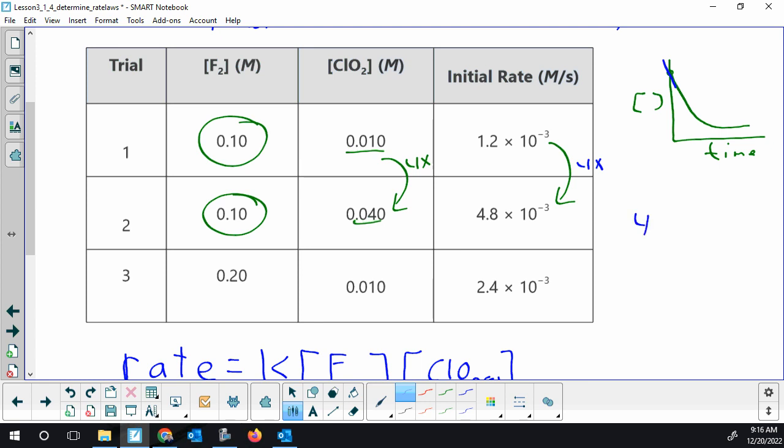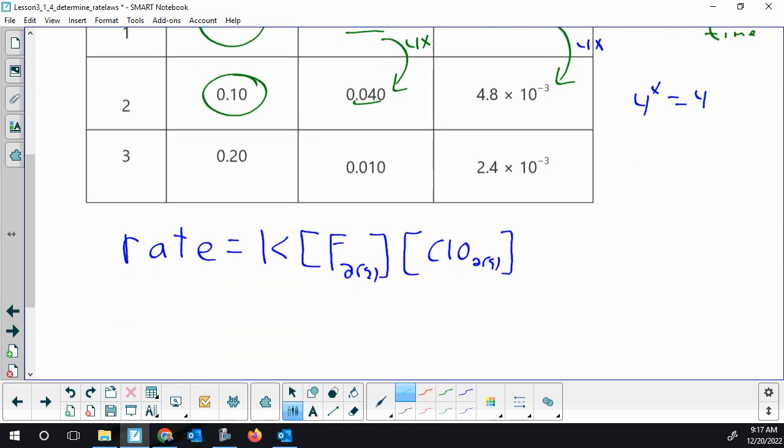So our concentration to what power does the rate? Well, that's the x is going to be 1. Okay? This is first order kinetics. Concentration to the power of 1 equals the rate ratio. So for ClO2, we have first order kinetics. Okay. Now we've got to figure out what's going on with fluorine.